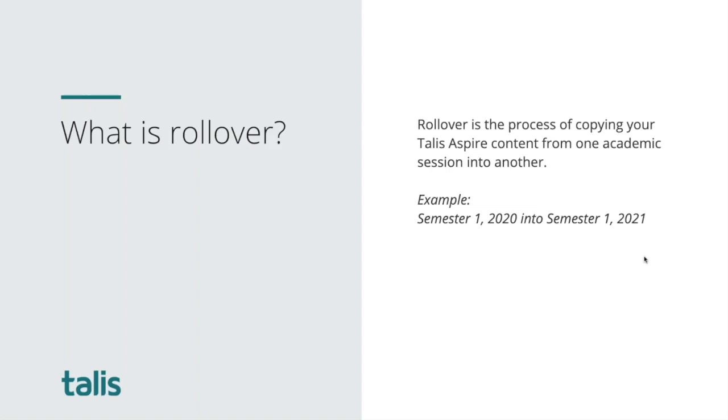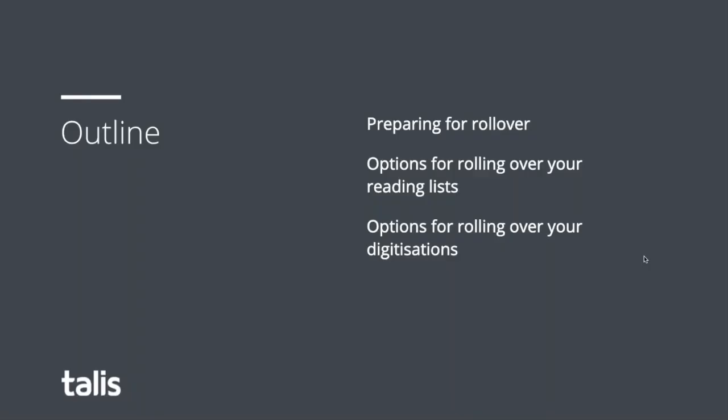But we do know that everyone is different, and some courses or some units or papers can run semester after semester. So if you are rolling individual lists, you can do semester 1 into semester 2 and so on. But that's the basics. So rollover is copying your content from one academic session into another.